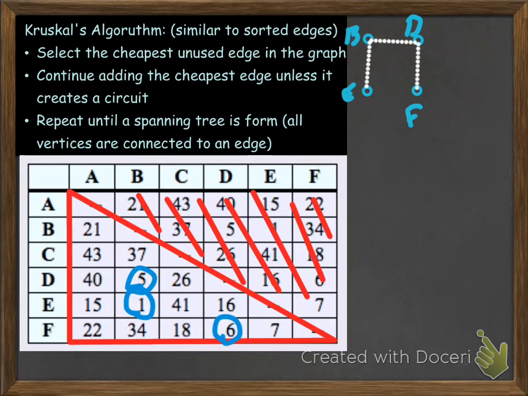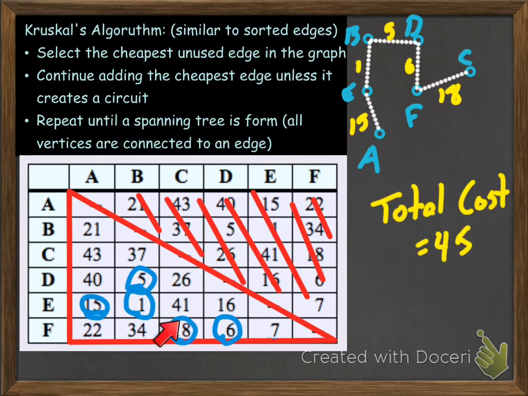The next cheapest one is DF. So I've connected that up here, DF. Then EF is the next cheapest. But if I connect E and F, I've created a circuit. That's no good, so let me erase that. So let's take a look. The next one is actually this AE here, this 15. That's the next cheapest. And then the next one is this 16. Oh, but wait a minute, DE. If I connect DE, that's also going to create a circuit. That's no good. I have to erase that. So 18 is actually the next cheapest.